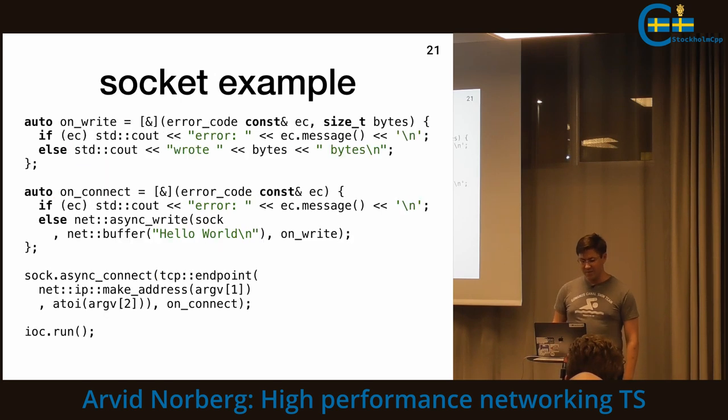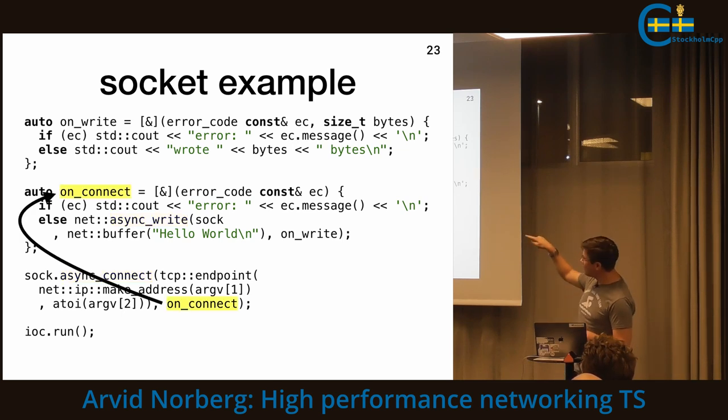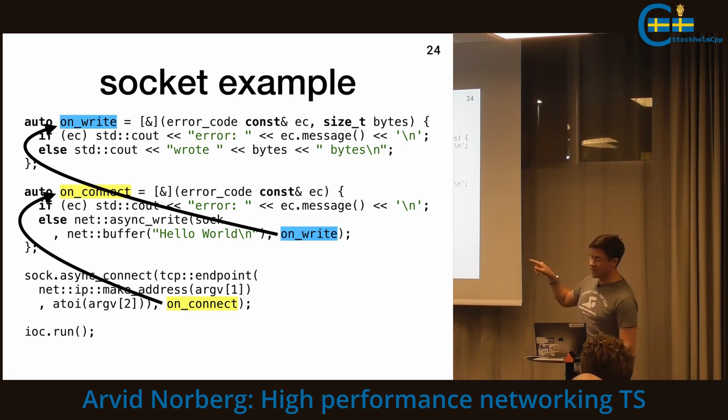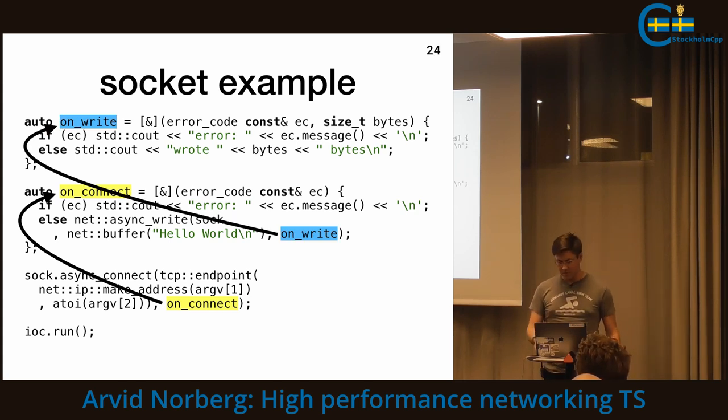So a slightly more complex example. Here we have a socket. And what this program does is it connects the socket and it writes some bytes and then it's done. It sends a message. So this is more interesting because you may see that we only initiate a single asynchronous operation in the main program, and then in its completion handler, we initiate the second asynchronous operation. So we sort of have this connection back there, and then we have another connection back to the onWrite function object or handler.